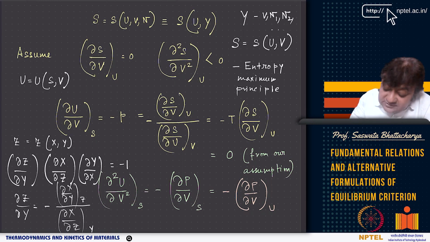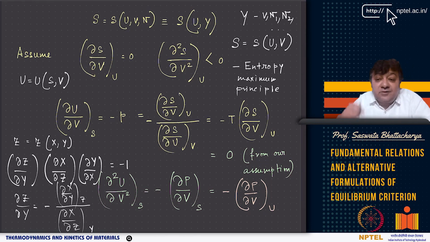So if we use this relation, then what we basically get is minus (∂S/∂V) at fixed U over (∂S/∂U) at fixed V. Now note that ∂S/∂V at fixed U is something that for the entropy maximum principle is equal to 0, and ∂S/∂U at fixed V is nothing but 1/T. So 1/T is basically T in the numerator, and there is a minus sign. So minus T ∂S/∂V at U, and ∂S/∂V at U according to the entropy maximum principle, which we have taken to be true, right?